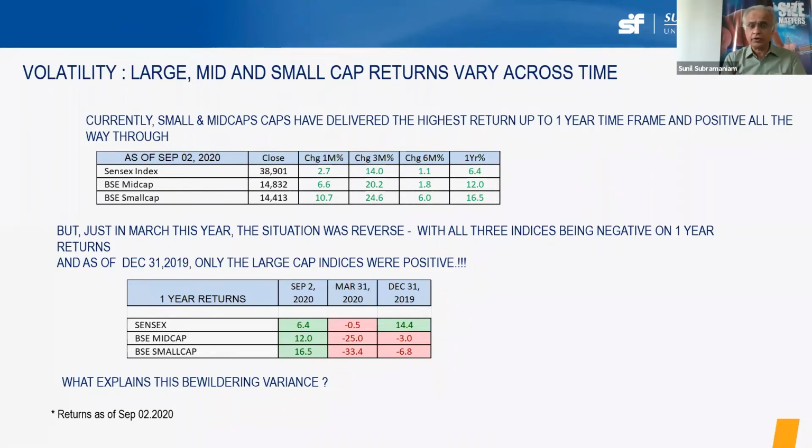To that point of view, take yourself back 4 months to 31st of March. The same 1 year return, which today is 6, 12, and 16 and a half, was then minus 0.5, which is almost flat for large caps, minus 25 for mid cap, and minus 33 for small cap. So it was a very different picture just 4 months ago. And 3 months prior to that, prior to the COVID crisis, large caps actually delivered a 14.5% positive, whereas most mid and small were negative. So in the space of 9 months, you've seen a bewildering variance in terms of, A, profit versus losses.